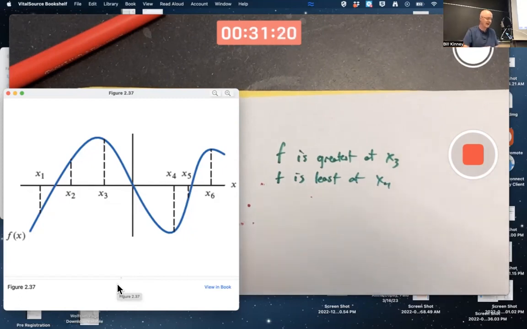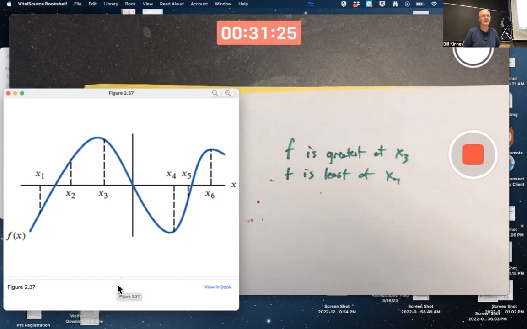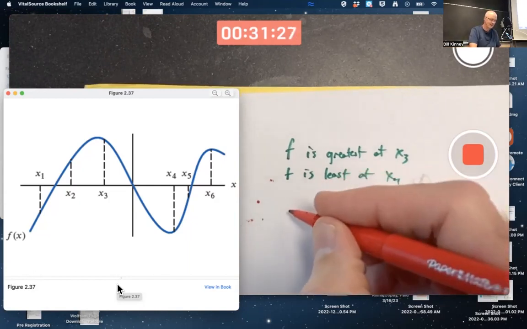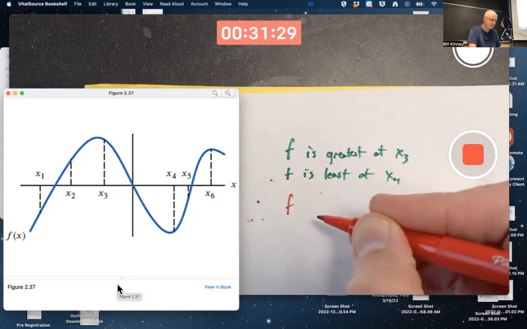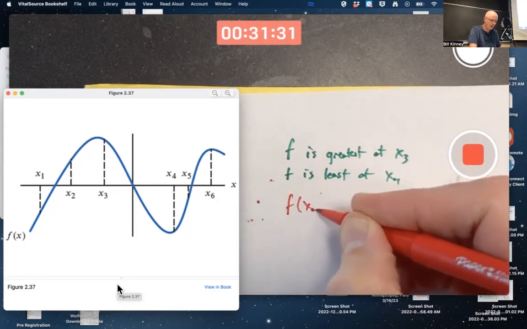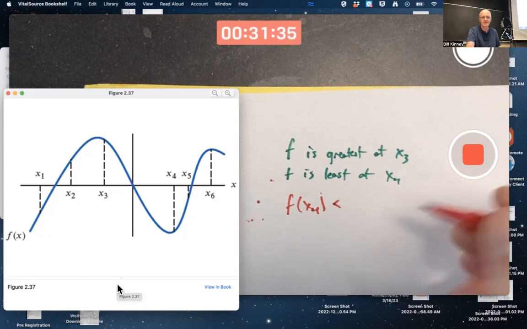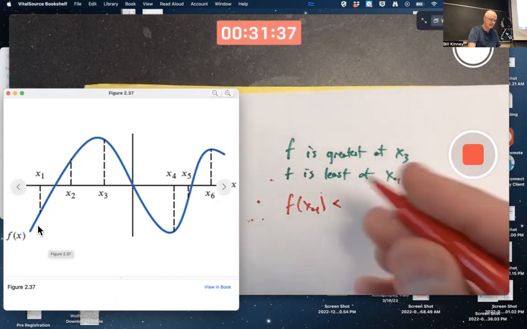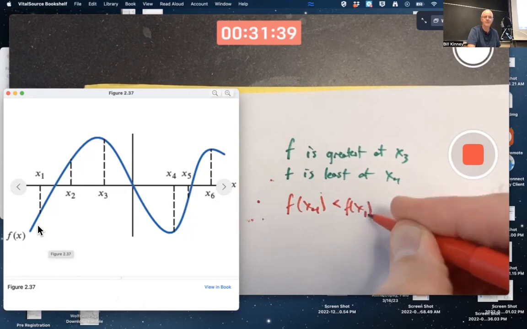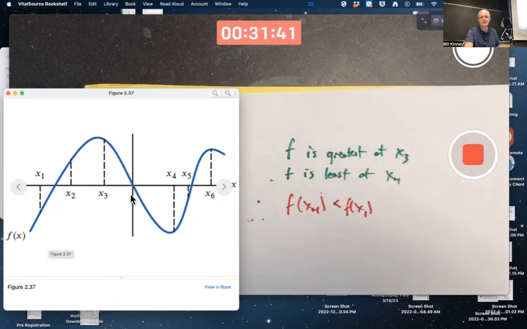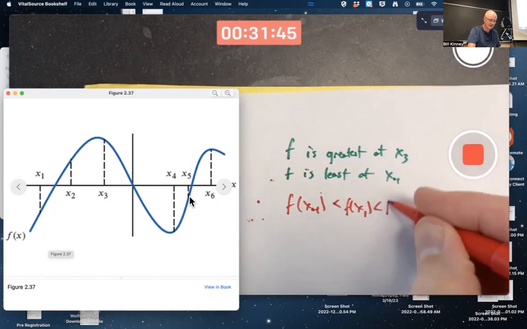In fact, I might ask this on the test. Order the function values from least to greatest. If you're going to do that with less than signs, you'd say f of x4 is the smallest. The next smallest looks like it's at x1. That's less than f of x1. It's also negative at x5, but closer to 0. So this is less than f of x5.